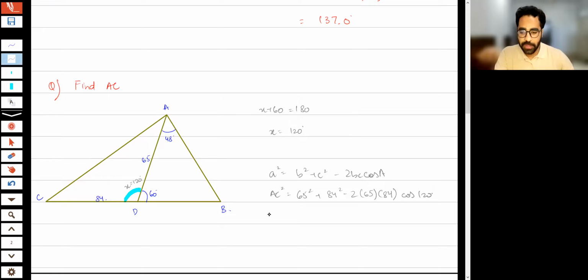So I can find the value of AC by taking square root on both the sides. So I'm going to get square root of 65 squared plus 84 squared minus 2 into 65 into 84 into cos 120. And my answer is coming out as 129.4 centimeters.